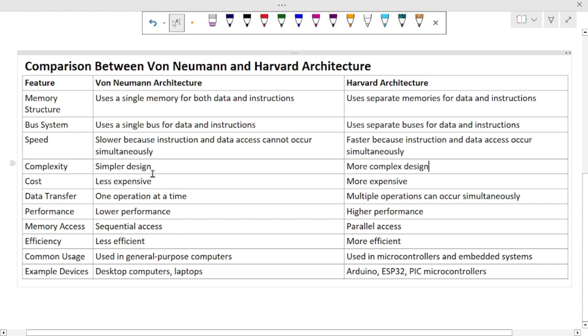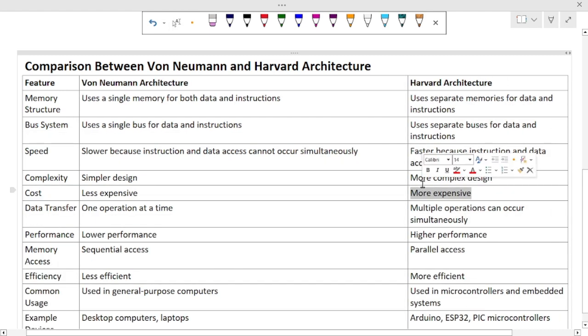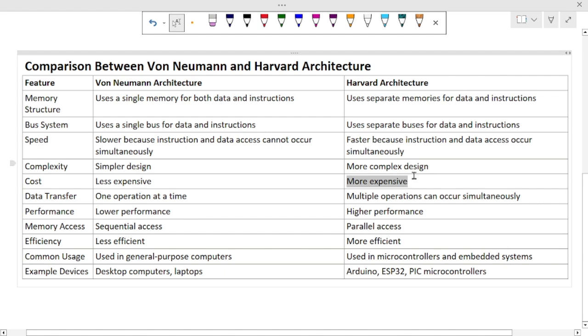Now, because it is simple, it is less expensive. That's for von Neumann. Because Harvard is complex, it's expensive. Why is it complex? We are using different memory and different buses for data and instruction. It is less expensive because it is simple to design, simple because it uses the same single memory and bus for data and instruction.